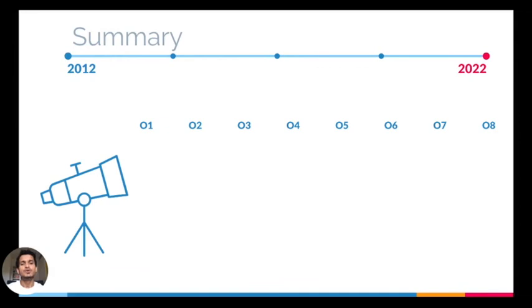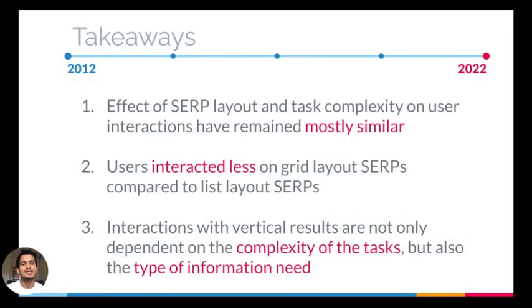Overall, we could confirm two observations, found partial evidence for four, and found opposing evidence for two of the observations from the studies of Arguello et al. and Siu et al. Please look into our paper for details on all the eight observations and the respective evidence we could and could not reproduce. In summary, we observed from our reproducibility work that the effect of SERP layout and task complexity on user interactions has remained mostly similar. However, the differences in observations from the two studies also have design implications.